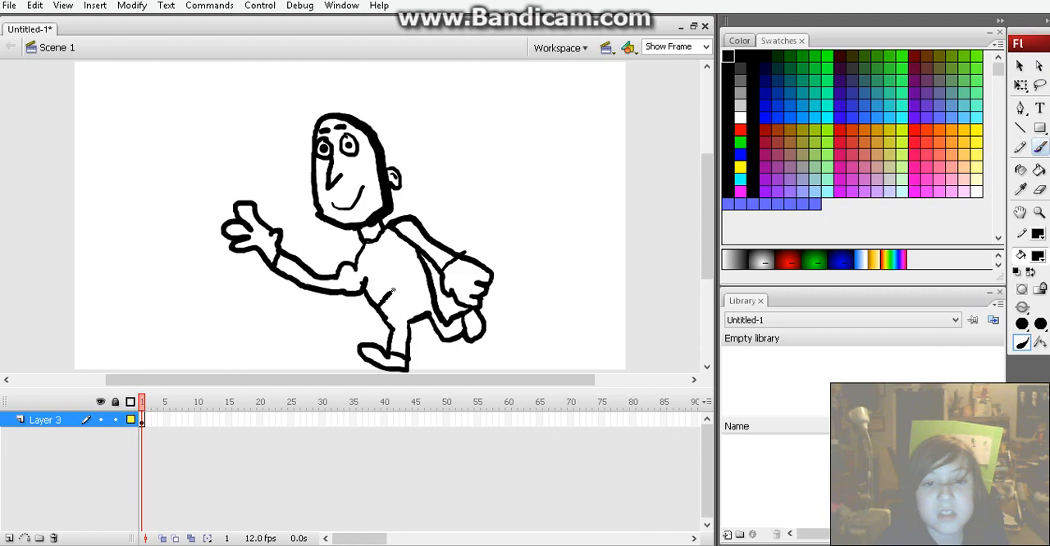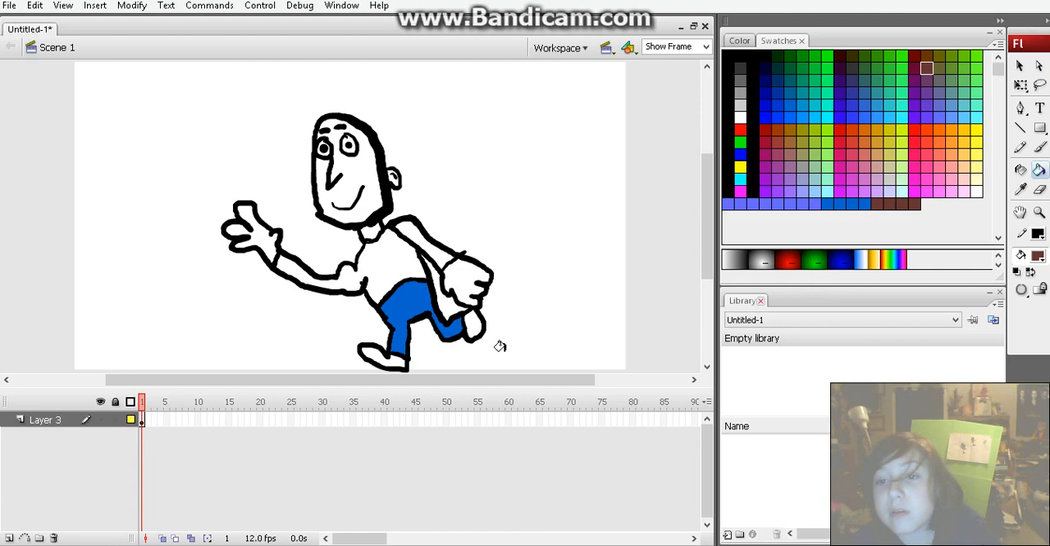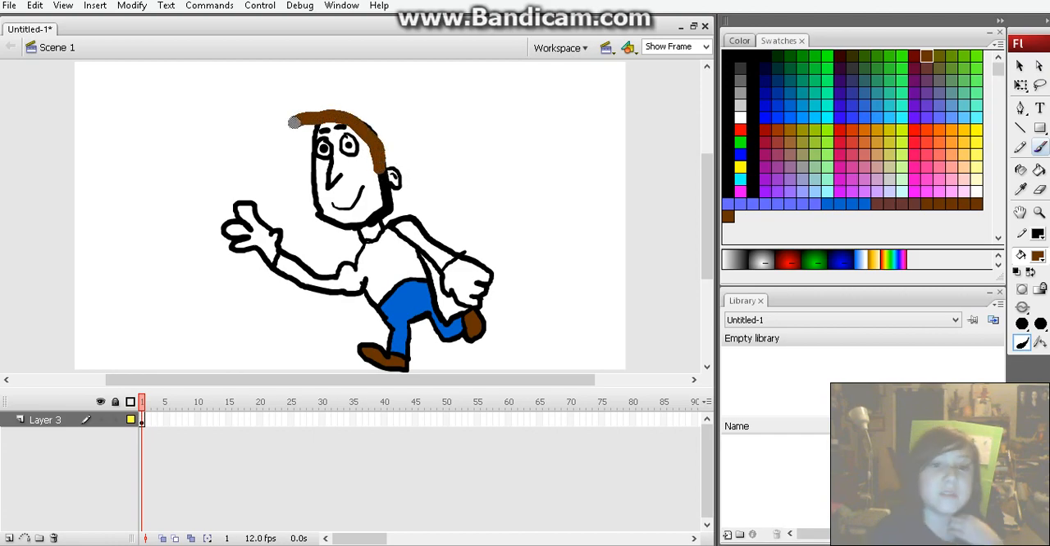Mark my words. Okay, so here we go. And I think this blue shade is good enough for the pants. And then this brown, is that brown or pink? That's pink. This is brown. I think this shade of brown is good for the hair and stuff, mainly. So yeah. If I want to go over the eyebrows with a better eyebrow color.